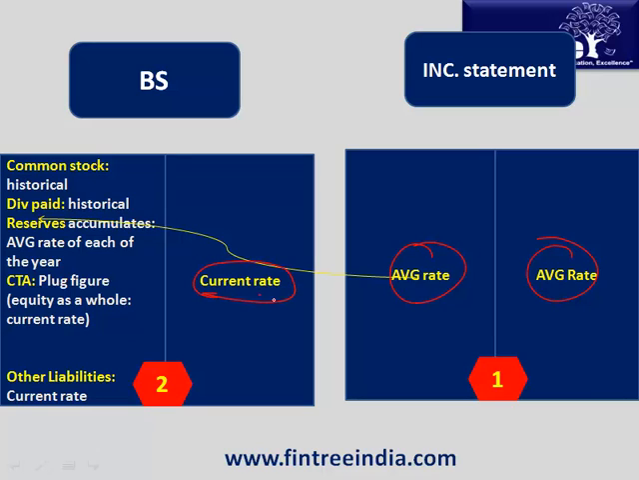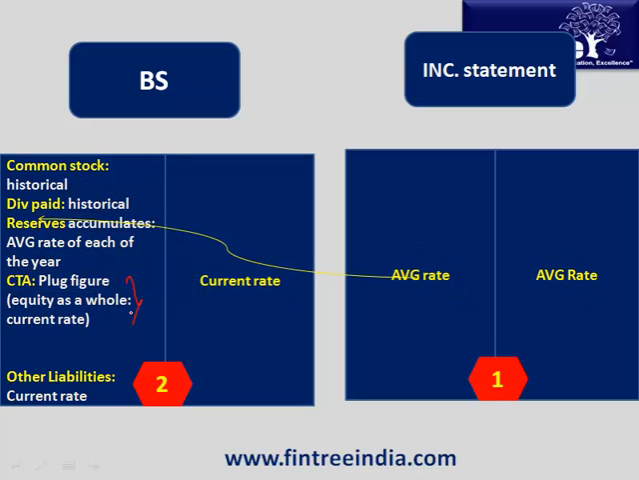The entire asset comes at current. Most of the outsiders' liability would come at current. Common stock historical. Historical means the date on which we had issued common stock. Dividend paid, the date on which we had paid it. Reserves, it accumulates at the average rate of each of the years, the rate at which it got accumulated. CTA is the balancing figure, so the balance sheet tallies.